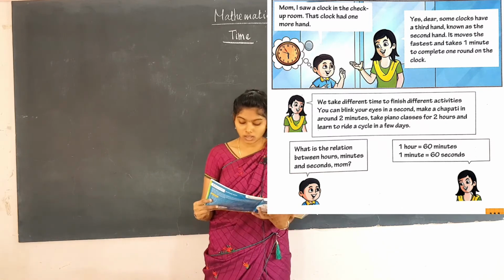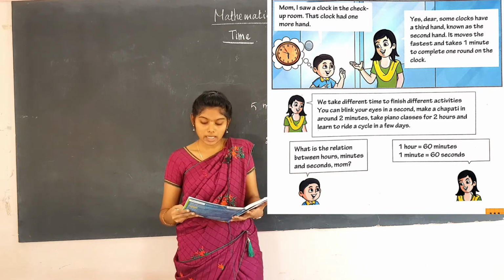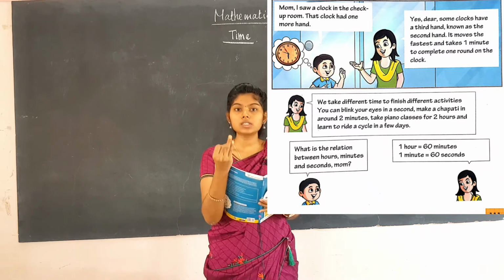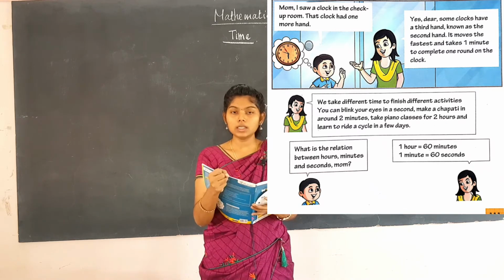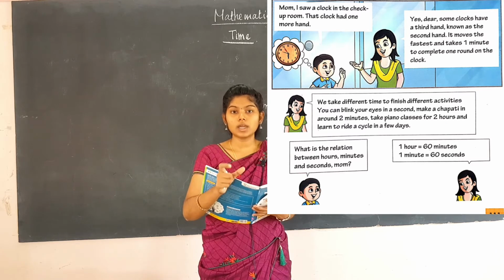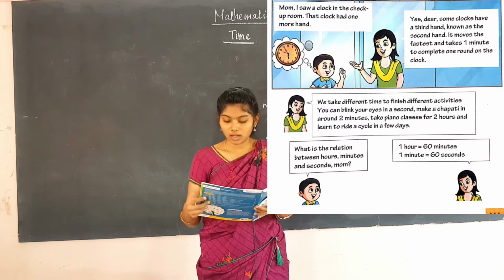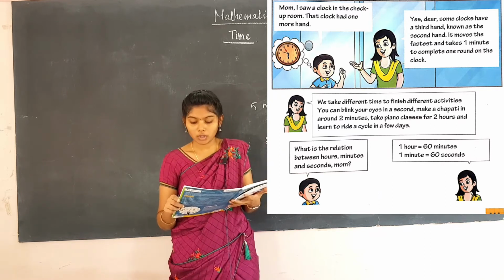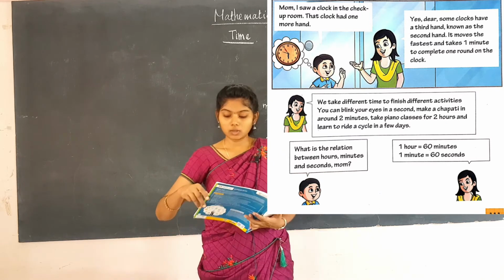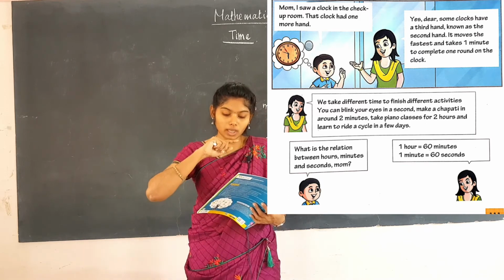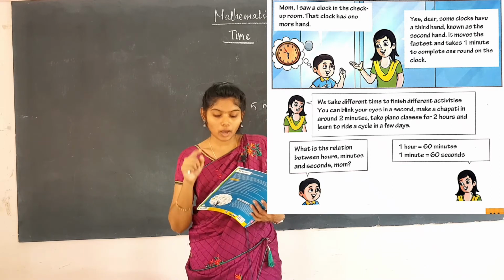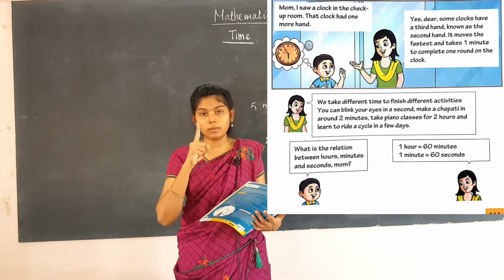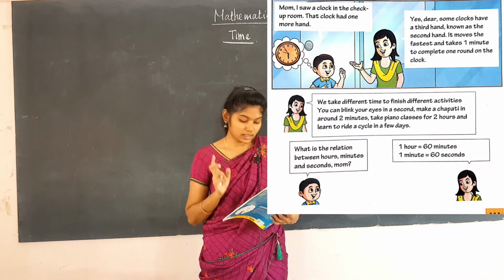So his mother is saying, yes dear, some clocks have a third hand known as a second hand. You have seen a minute hand and an hour hand, which is a small hand and a long hand. And here another hand he saw, she said the name for that hand is second hand. It moves the fastest and takes 1 minute to complete one round on the clock. That full round completes in 1 minute. For 1 minute it takes a full rotation, like that she is saying.